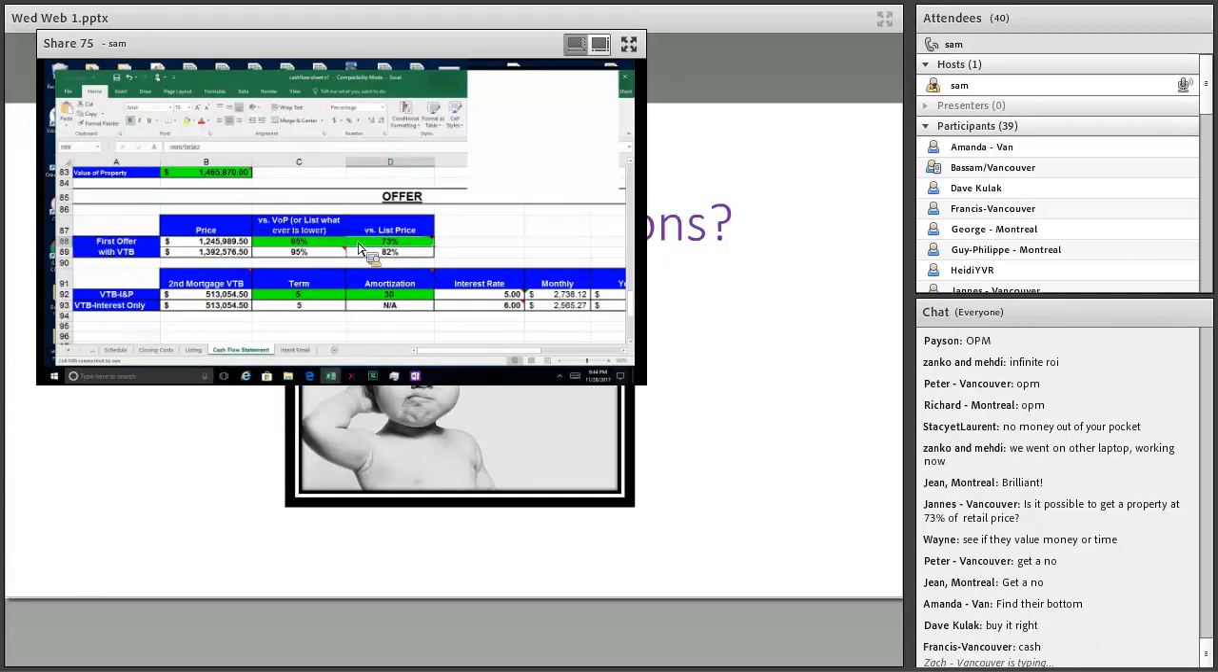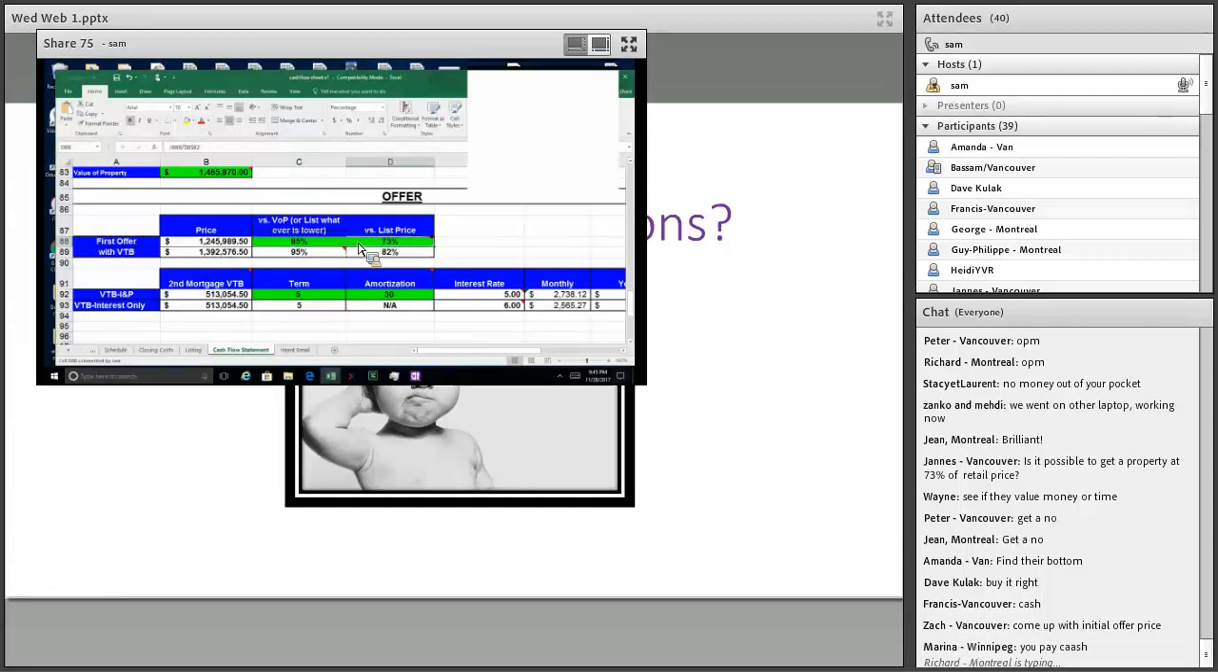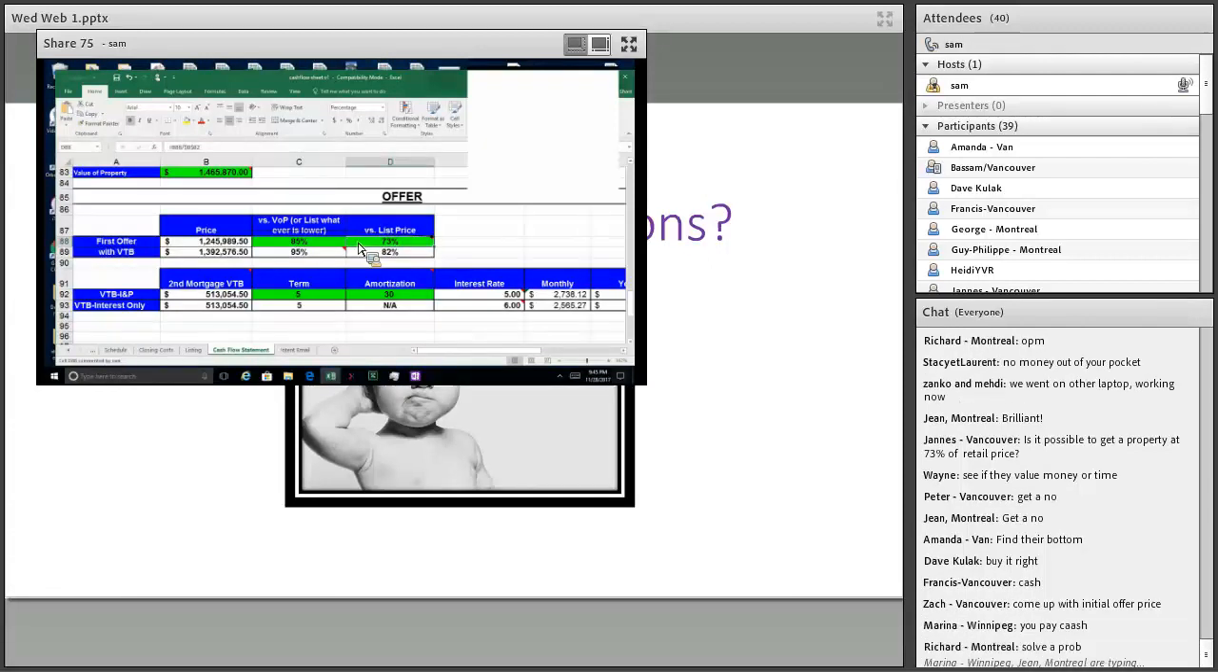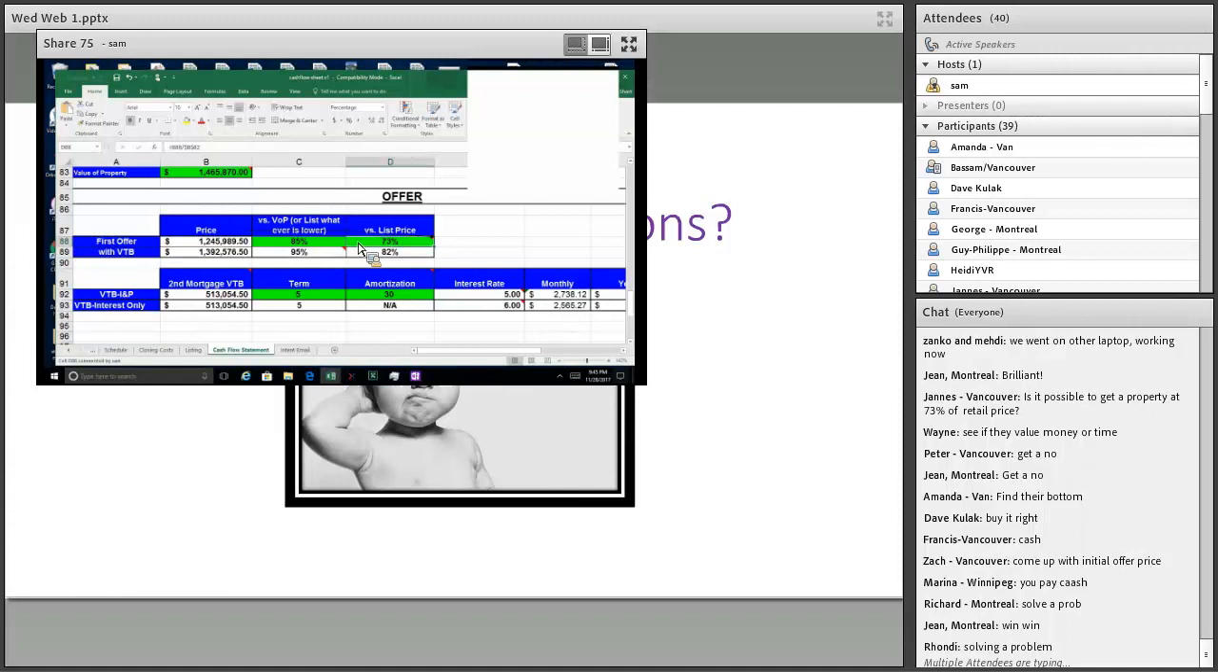That first offer is probably going to be a no. But why do we get better deals than other people? Yeah, absolutely, it's an initial offer. But why do we get better deals than other people? Maria, you're saying about cash. Yeah, this would be like a cash offer. Yep, we're looking for a win-win. Solving a problem. There it is, right there.